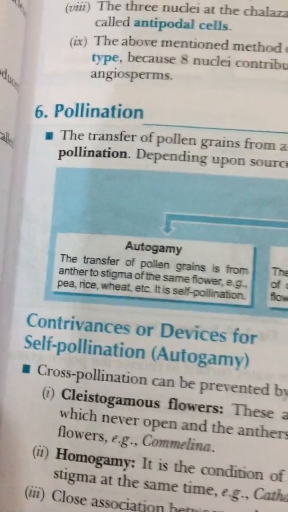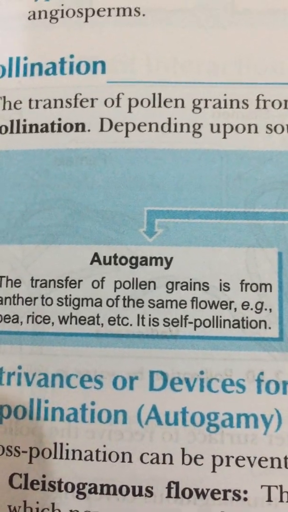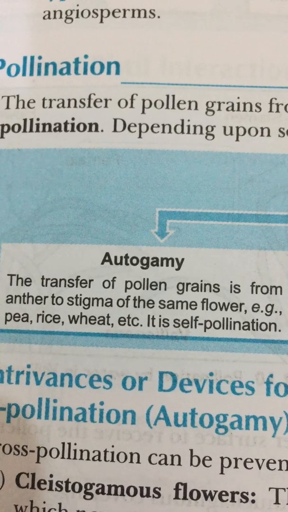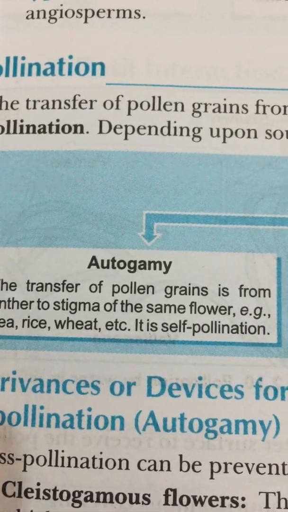So first of all, we'll discuss autogamy. Autogamy is the process of pollination which occurs within the same flower. It is rare in those flowers which open and expose the anthers and stigma.